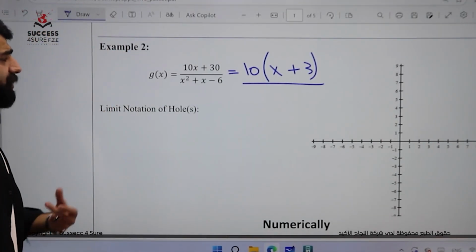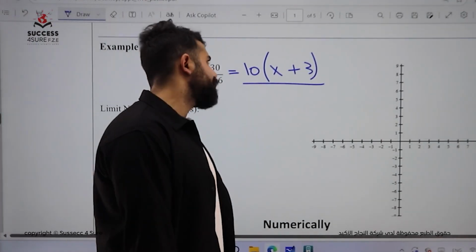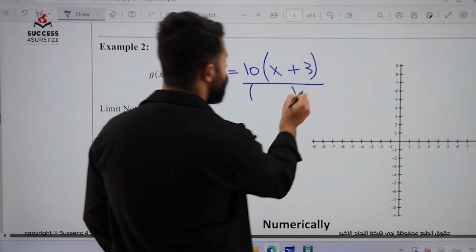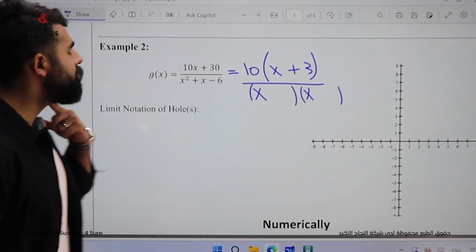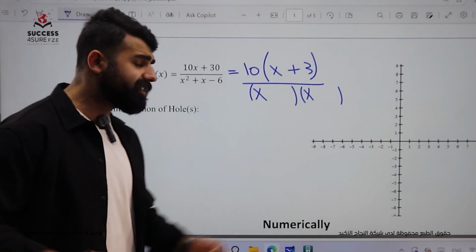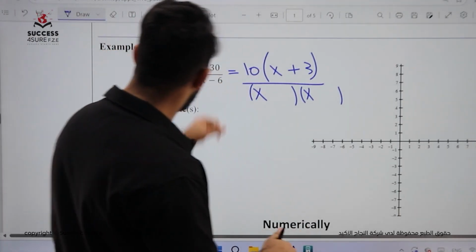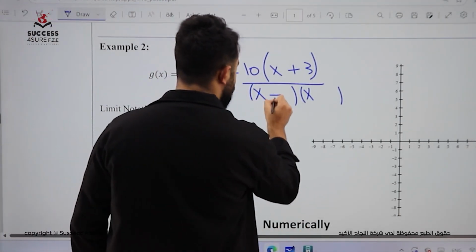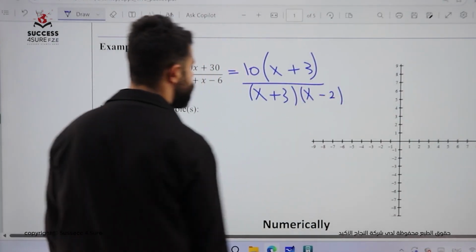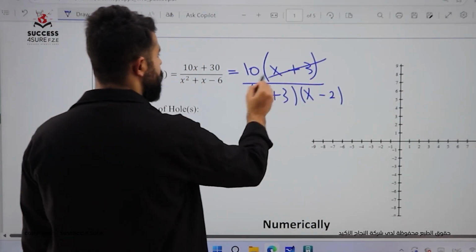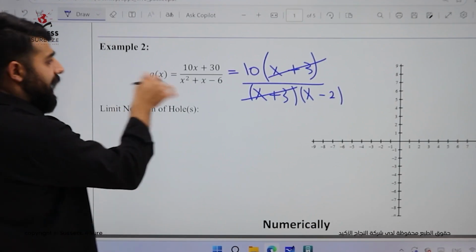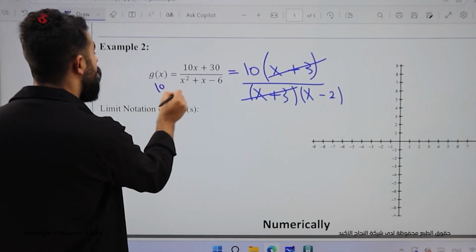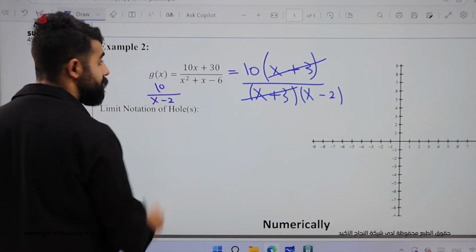In a quadratic function, you can do factorization. So you have two parentheses, x and x. Now look for two numbers that multiply to give -6 and add to give +1. That's clearly +3 and -2. So x plus 3 in the numerator and x plus 3 in the denominator will cancel out, and your g of x looks like 10 over x minus 2.